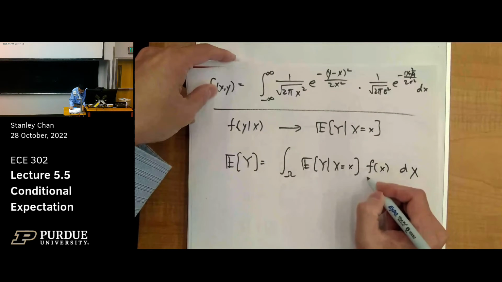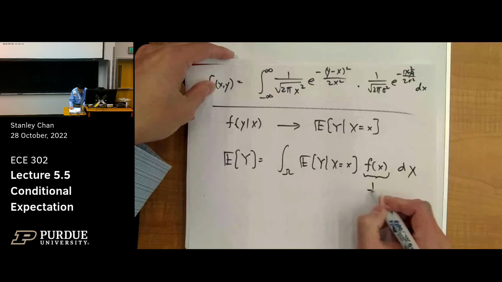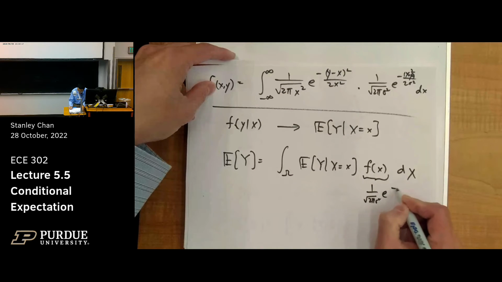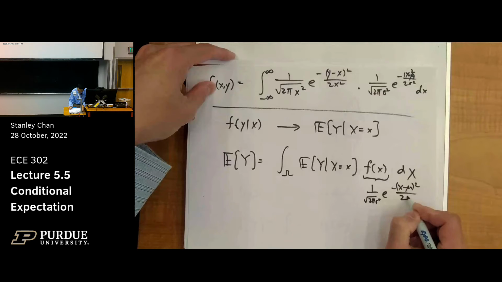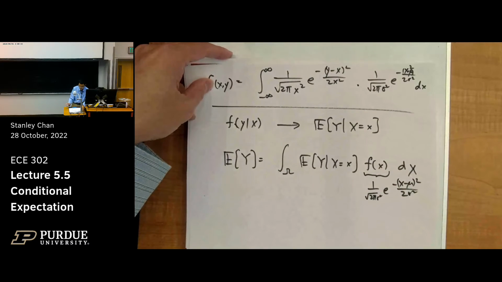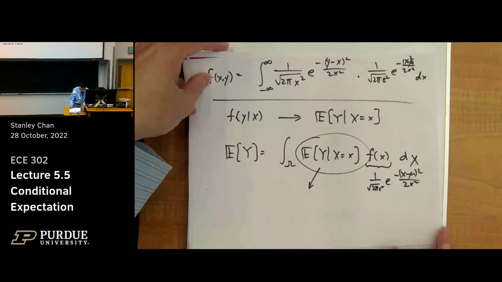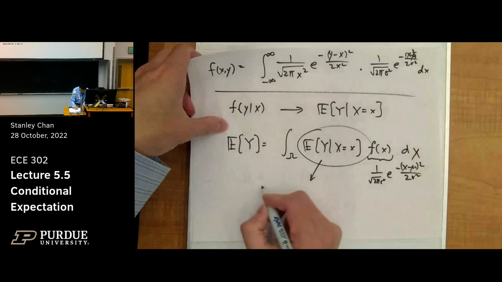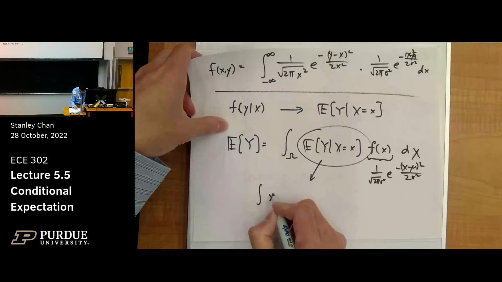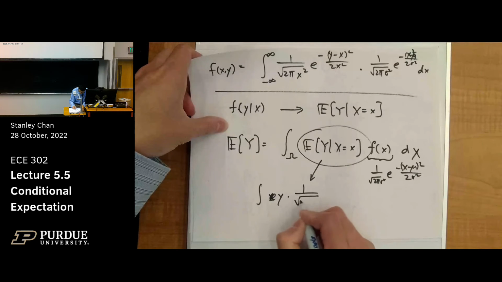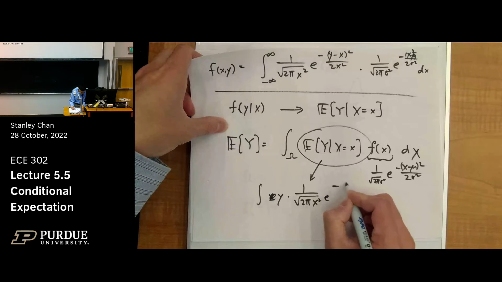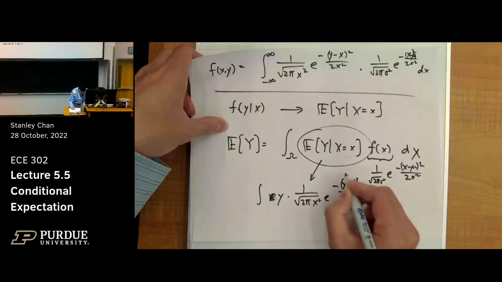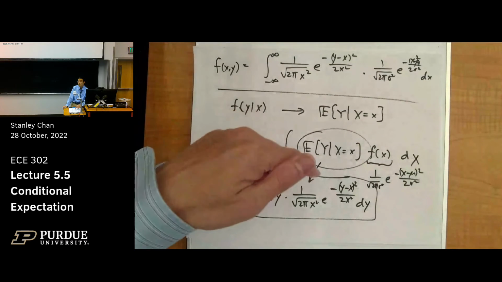Okay, so how do we do it? Well, this thing I know. This is just a Gaussian. 1 over square root of 2 pi sigma squared, e to the minus (x minus mu) squared divided by 2 sigma squared. This is your Gaussian. How about this number? This number is the conditional expectation of a Gaussian. All right, so let's write down the formula. It is the integral of y times 1 over square root of 2 pi x squared, e to the minus (y minus x) squared over 2x squared, dy. Okay, that's the definition of this conditional expectation.